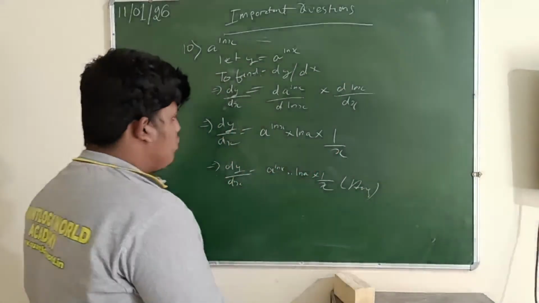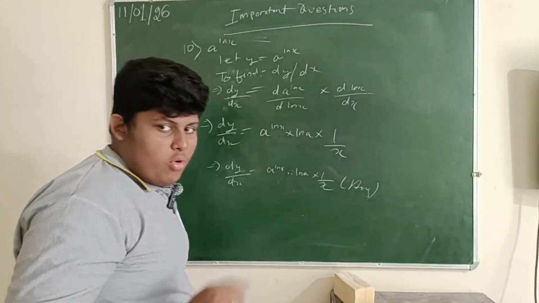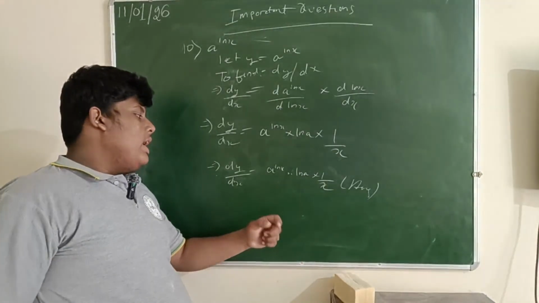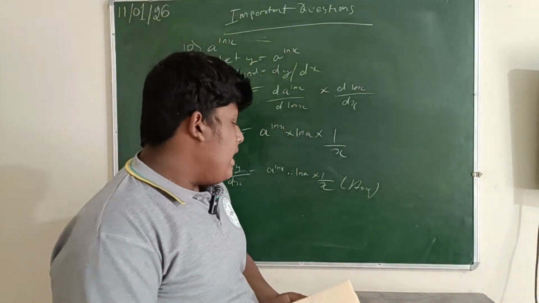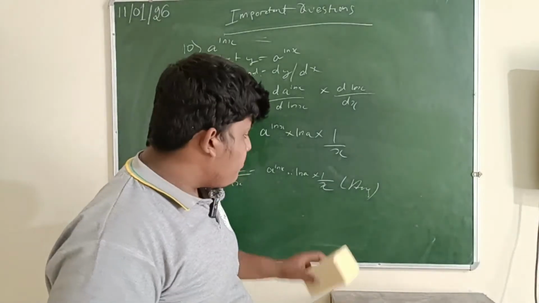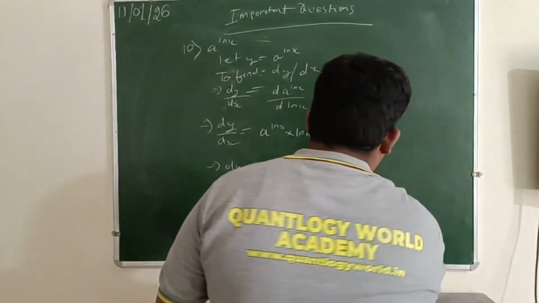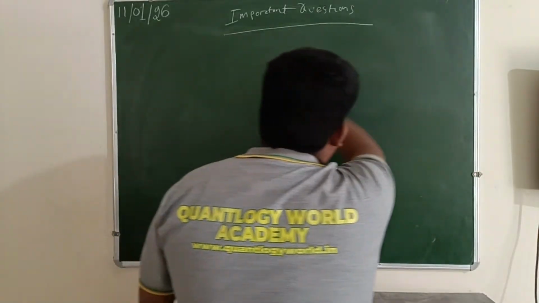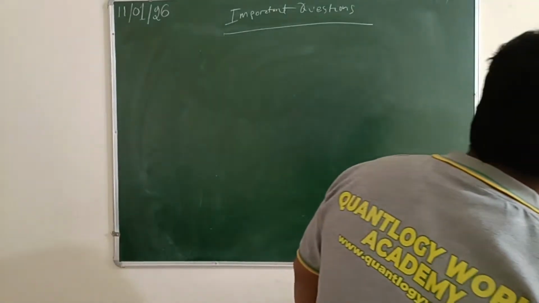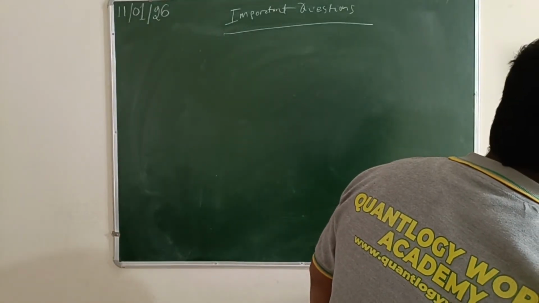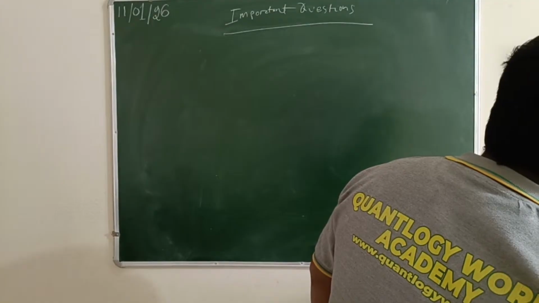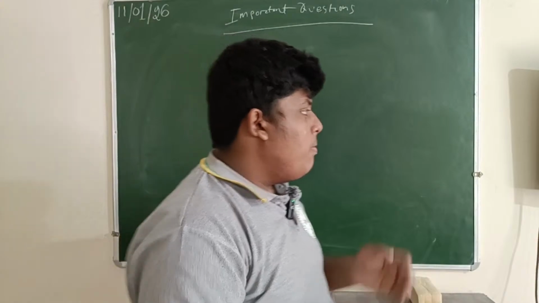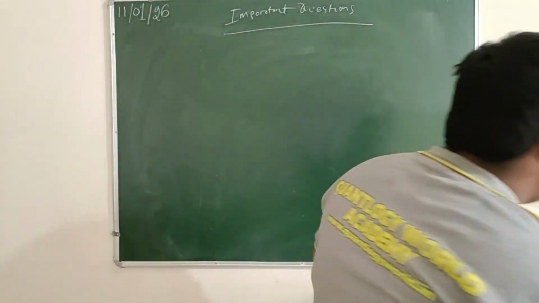This is a very simple question. This question will not carry more than 2 marks. So the resulting answer we got is a to the power ln x into ln a into 1 by x. So next we will proceed to the next question. Now we have completed 10 questions. We will solve 3 to 4 more questions in total in this class. From derivatives, we will do at least 2 more questions now.